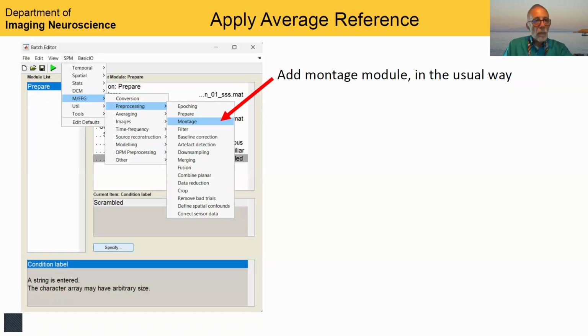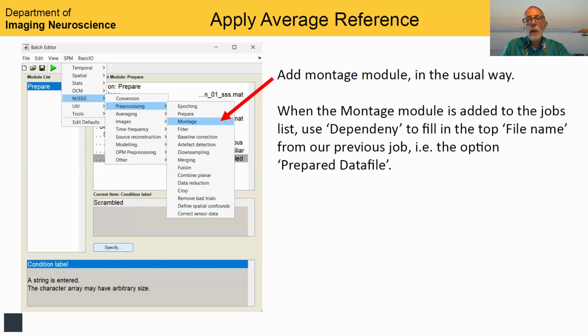Okay. So once we've done that, we've actually created the average reference file, and we have reordered our conditions nicely. We're going to add a montage module that we're going to apply this average. So SPM, MEG, preprocessing, montage in the usual way. And we're going to use dependency to fill in 2 things.